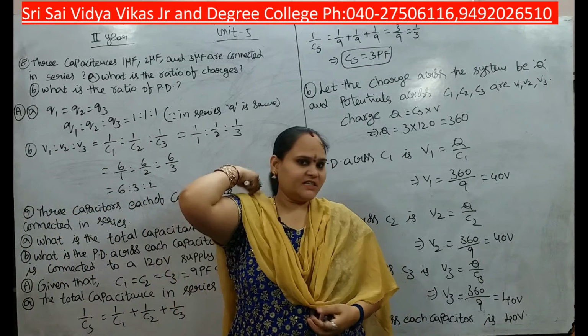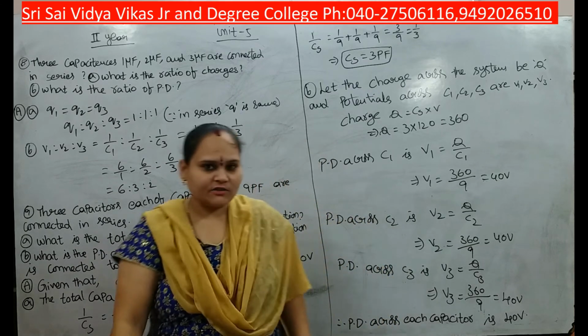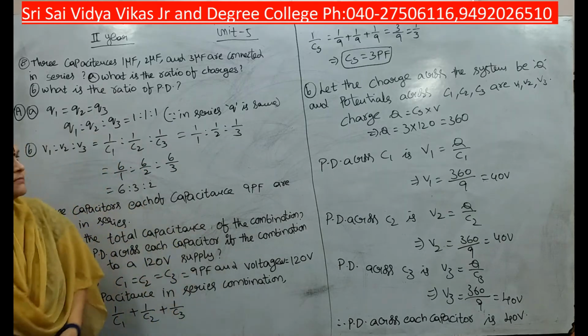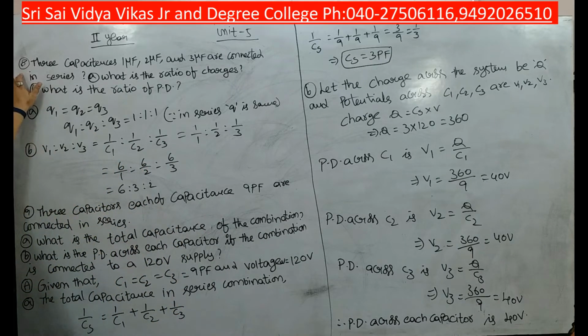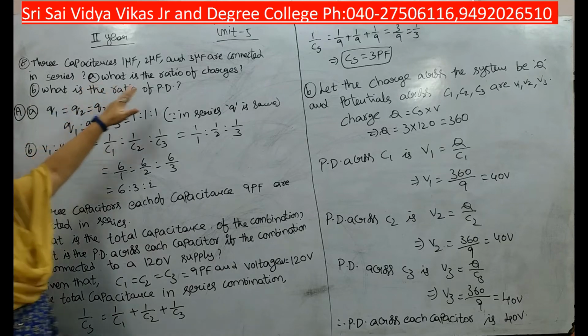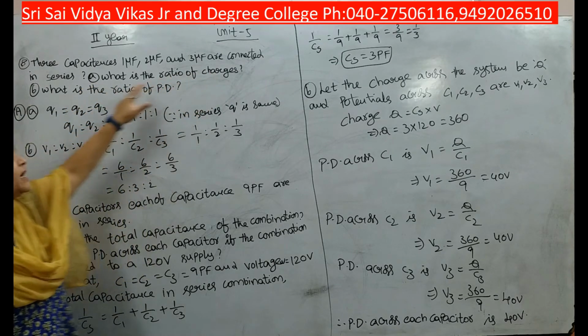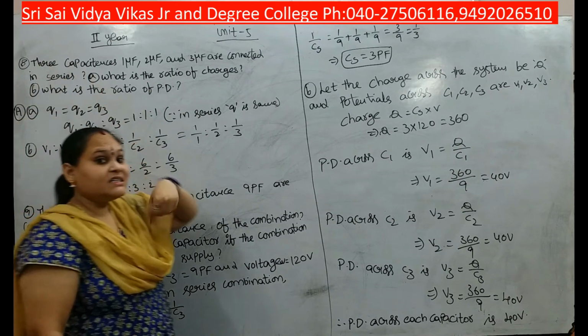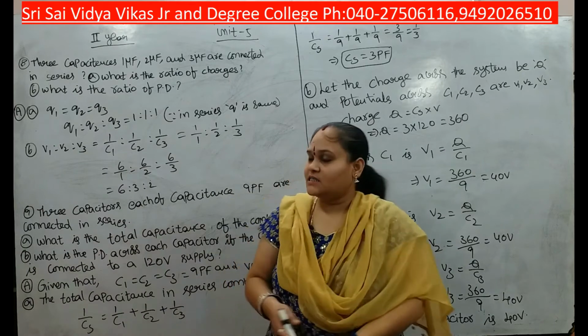So, today we will finish unit 5, electrostatic potentials and statics. In this we are doing some problems. The three capacitances, 1 microfarad, 2 microfarad and 3 microfarad, are connected in series. In series, the charge is the same.